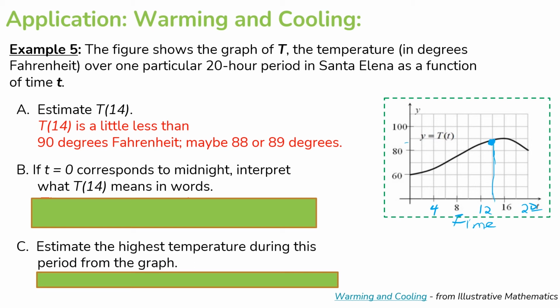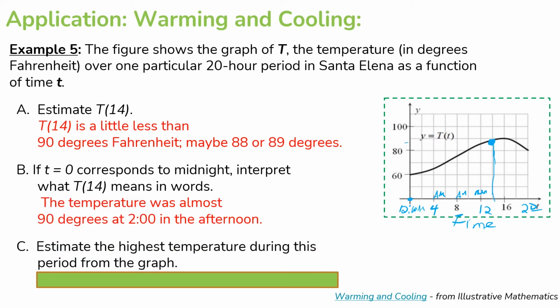For part B, it says if T is equal to 0 and it corresponds to midnight, interpret what T of 14 means in words. And so if 0 is here, and this is 12 midnight here, okay? So that would mean that this is 4 a.m. This is 8 a.m. So this would be noon, right? And so at 14, if this is noon and we're adding 2 more hours, what would that be? So that would be 2 o'clock here. Okay, if this is noon, 2 more hours would be 2 o'clock. All right, and so the temperature was almost 90 degrees at 2 o'clock in the afternoon.